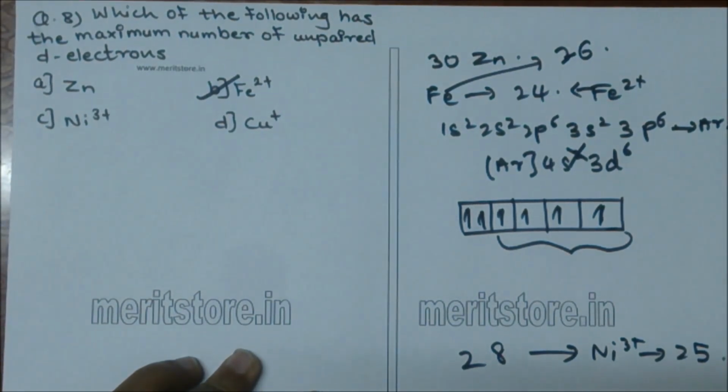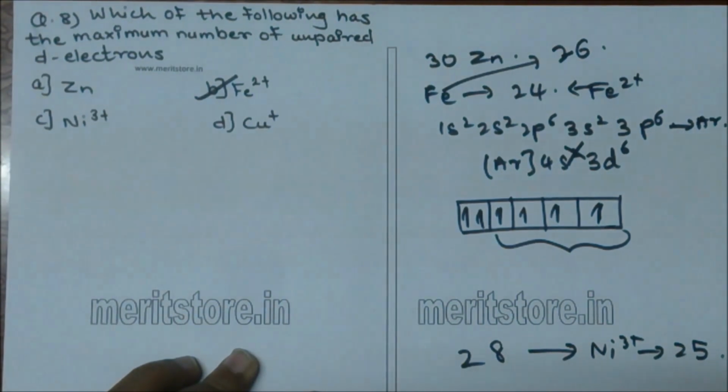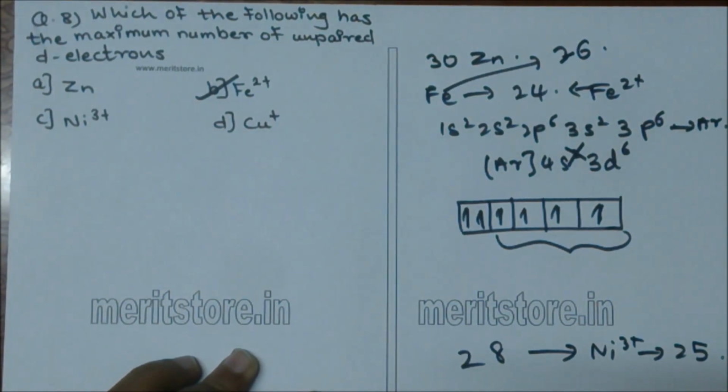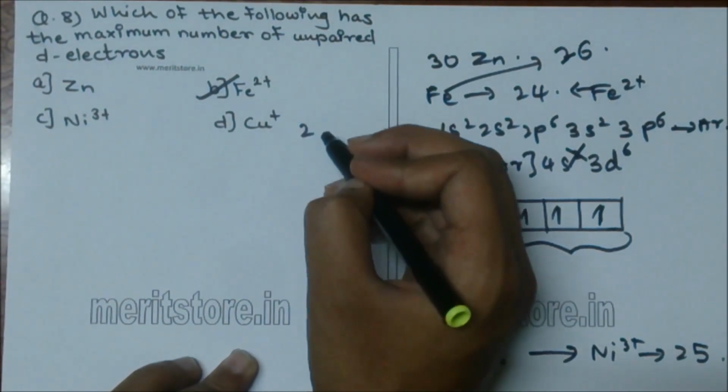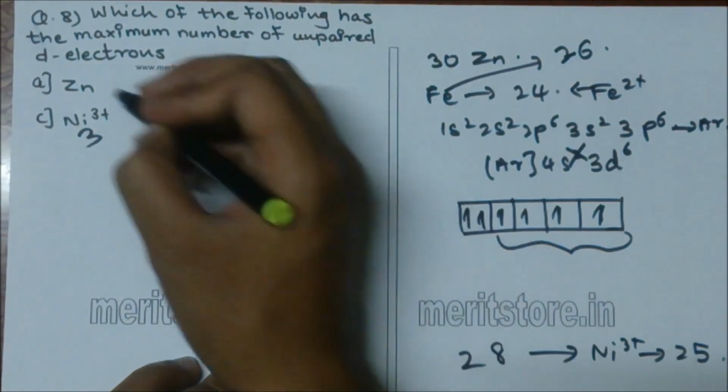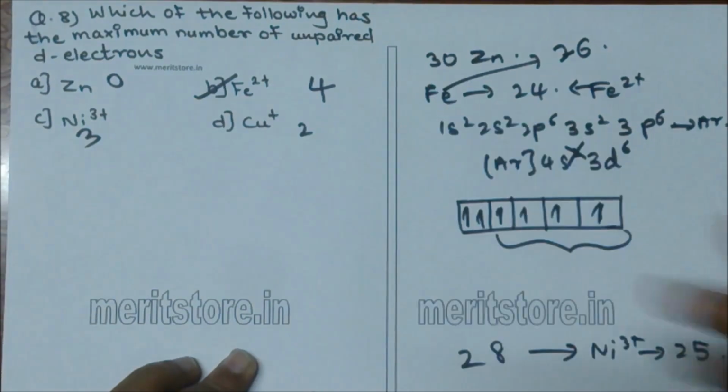The copper will have electronic configuration of 1s2, 2s2, 2p6, 3s2, 3p6, 4s2, 3d9. As 1 electron is removed, so 1, 2, 3, 4, 5, 6, 7, 8, 9. 1s is removed. So it has 2 unpaired electrons in copper, 3 in nickel, 0 in zinc, and 4 in iron.